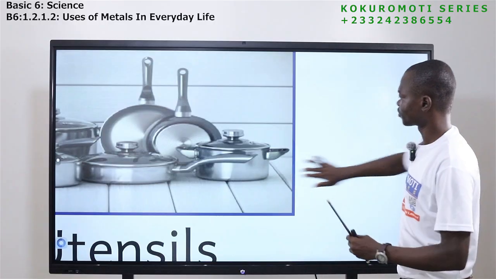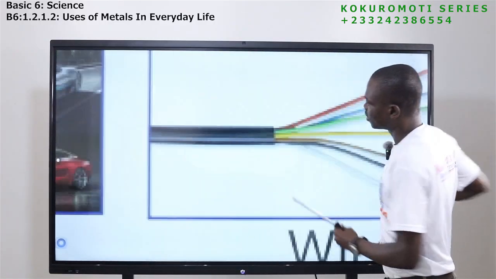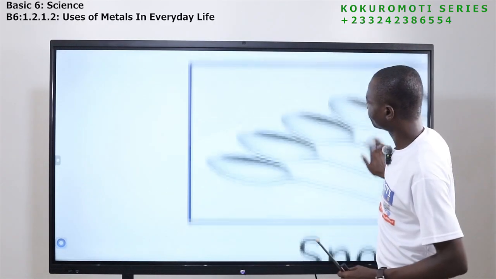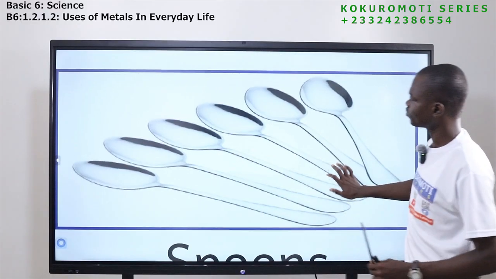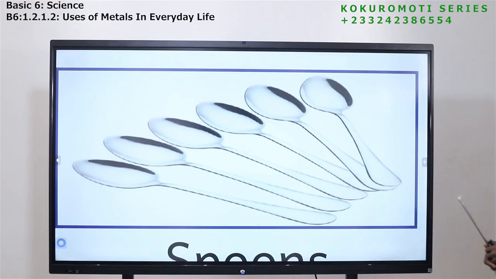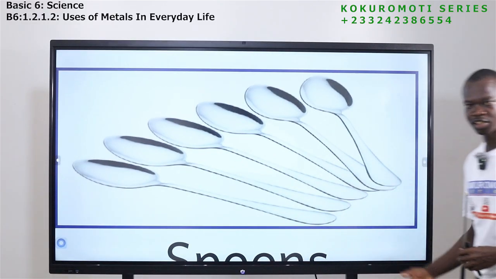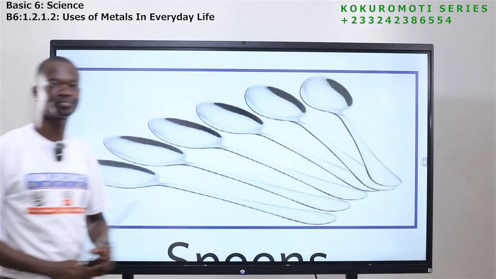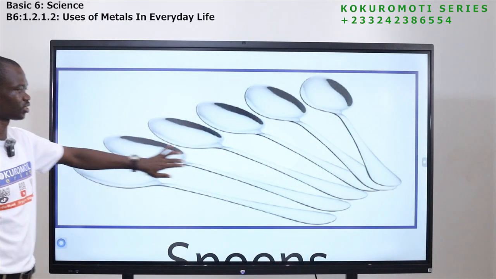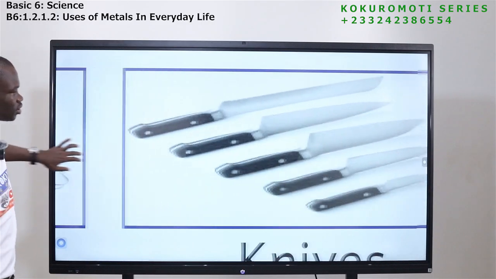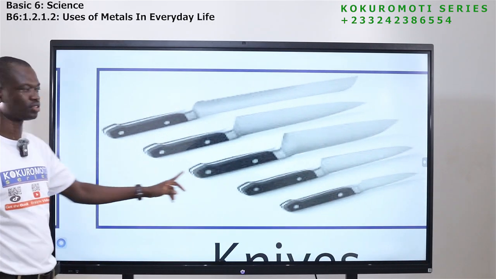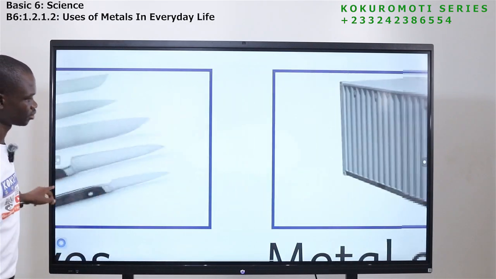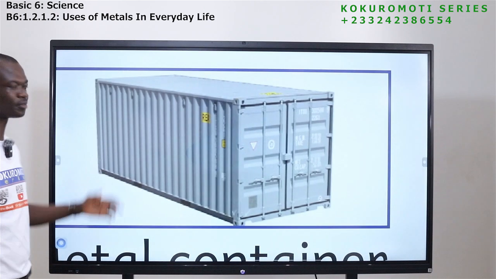Okay, now let's look at the other one here. What do you see here? Spoon. We have rubber spoon, we have plastic spoon, we have metal spoon, but this is metal spoon. Have you seen it? Okay, so we use metals to make spoon. This is also knife. We use metals to make knife. And then here, this is container.